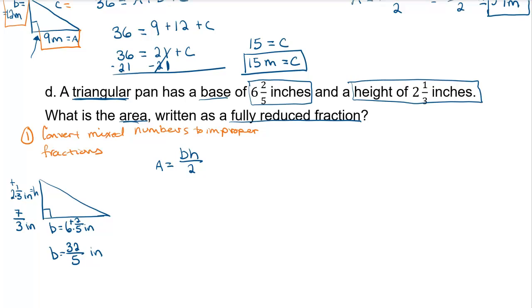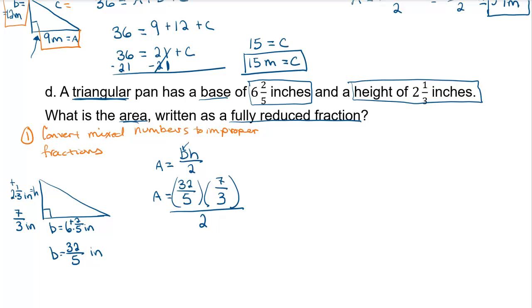All right, so let's see here. We've been given, so area equals 32/5, right? That's my B, times my height, which is 7/3. And then it's divided by 2. Ooh, that looks really ugly, right? So let's make it look less ugly. All right, and here's how we're going to do that.